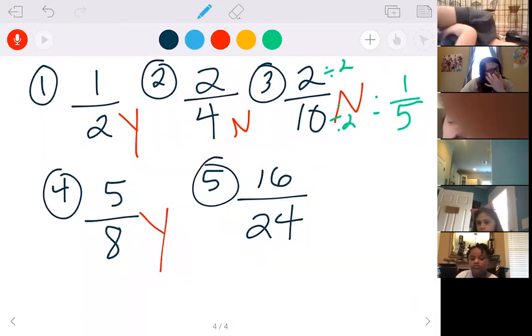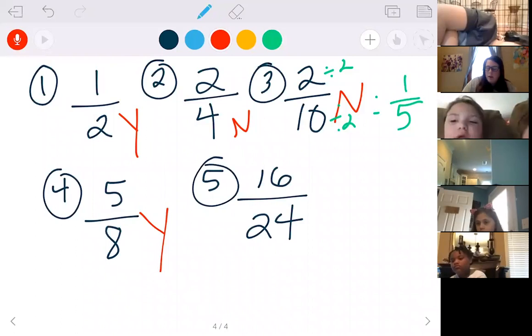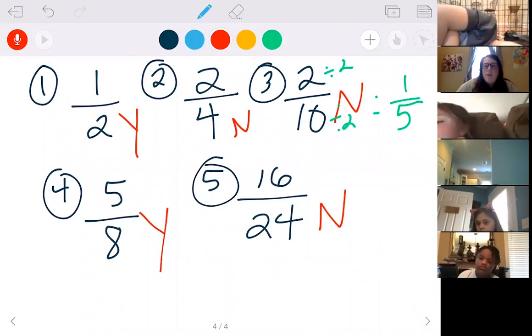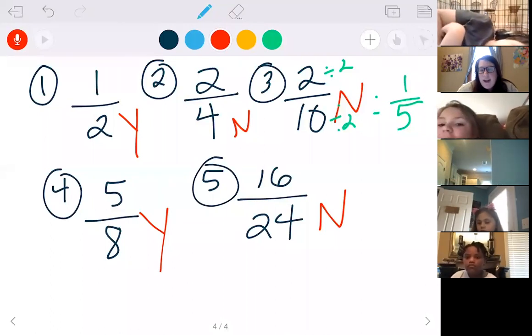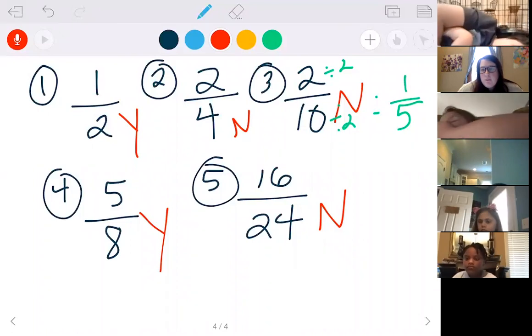Number 5, 16/24, it is not in simplest form. 16 and 24, I can divide that down further. 4 is a number that comes to the top of my head. I can divide 16 by 4 and 24 by 4, and I can divide them both by 8 as well. So 8 would be the number that's ultimately going to give me the smallest fraction.